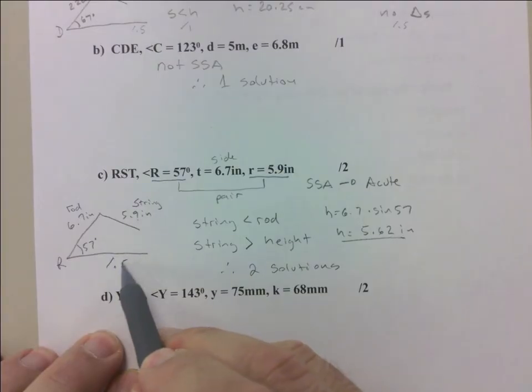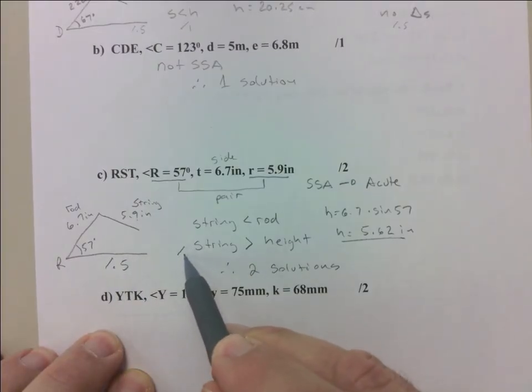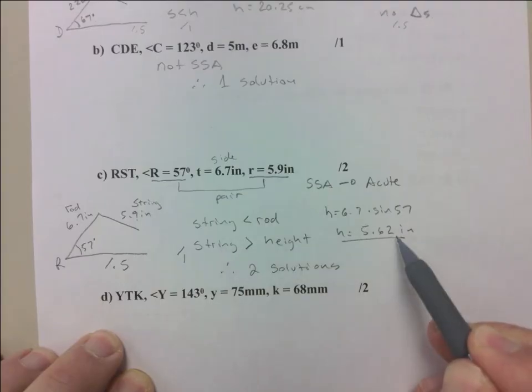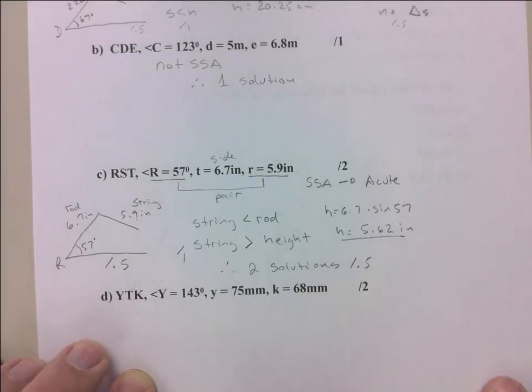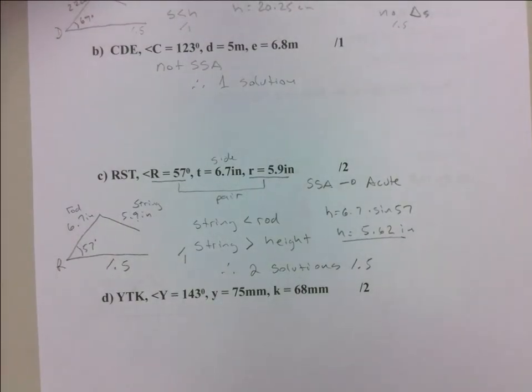So half a mark for diagram, a mark for justification. Obviously, it includes finding the height, and then half a mark for actually telling me how many solutions there are.